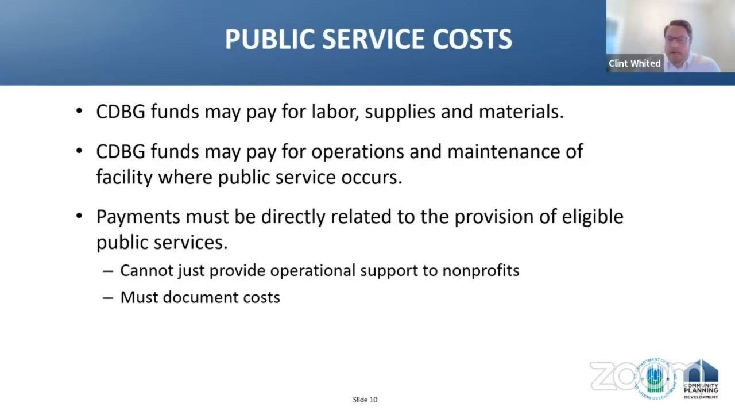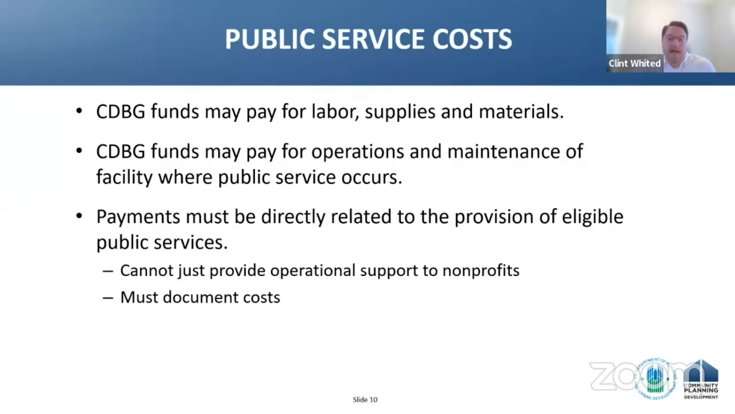So it's important to keep a couple of things in mind when you're considering the types and amount of costs you're willing to pay for a particular public service activity. First, is the cost directly related to the provision of the eligible public services? If you can't reasonably link the cost to that eligible public service activity, it's not an eligible cost. So to give you an example, if a subrecipient requests funds for maintenance of their facility, have they documented the nature and use of that facility? Is the facility exclusively used for the public service activity? Or is there a portion of that facility or building that's used for other things like administrative offices or a fundraising call center or something completely different?